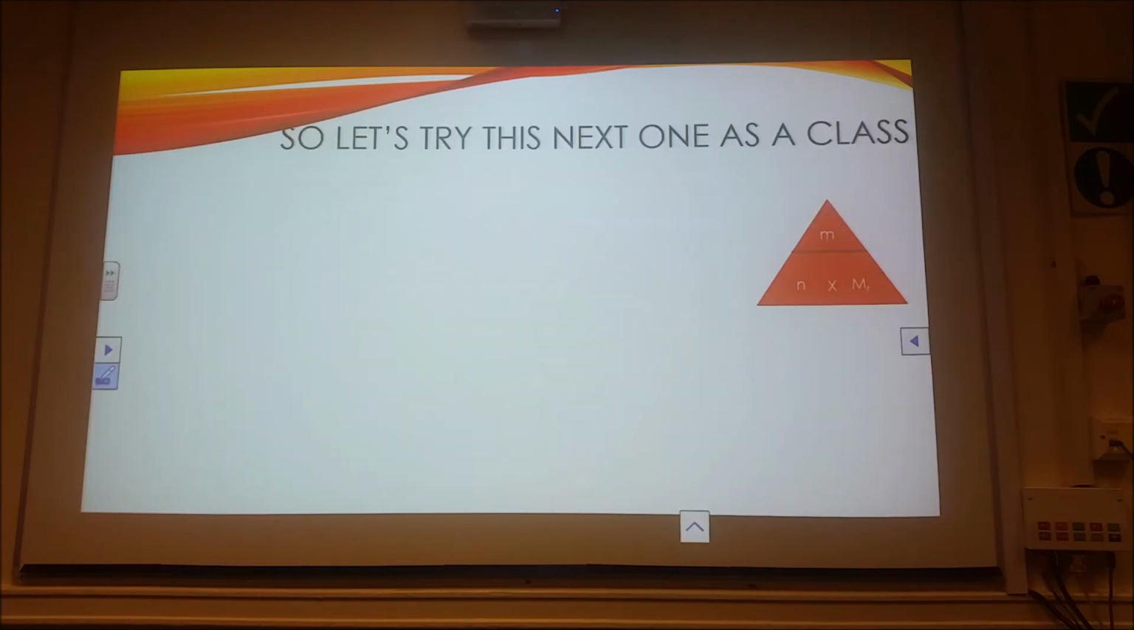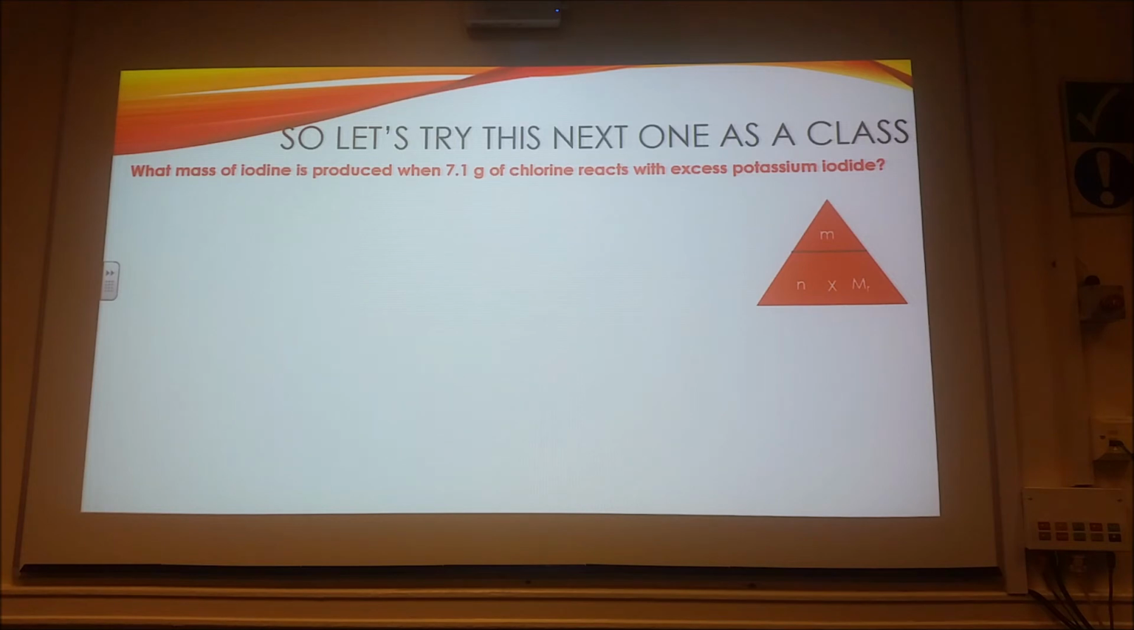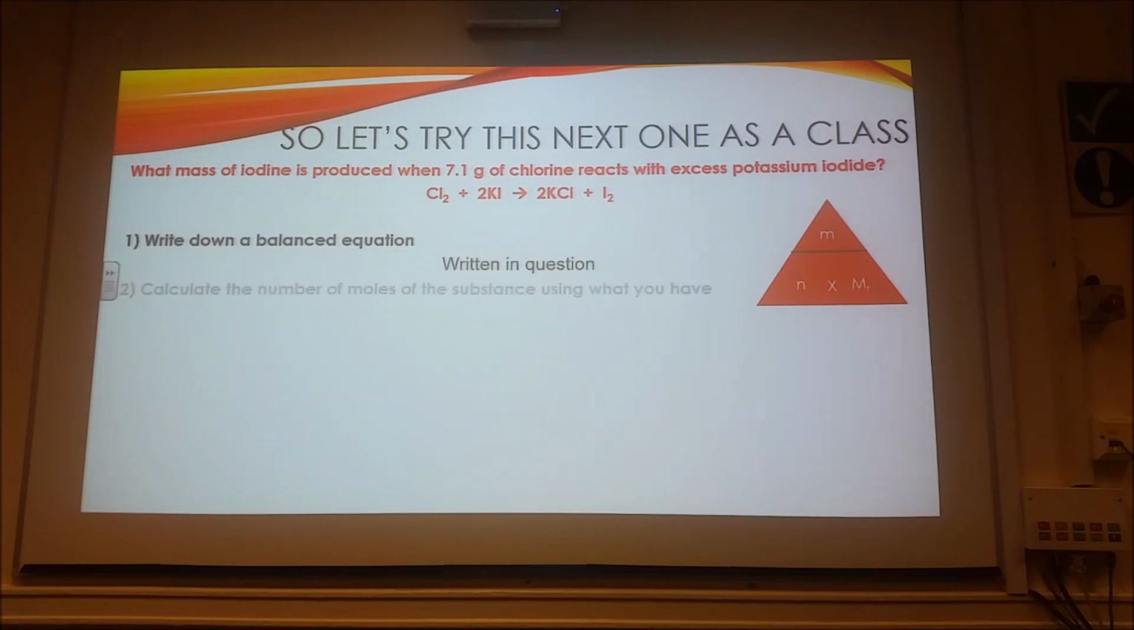Let's try one together. So here's our formula triangle. What mass of iodine is produced when 7.1 grams of chlorine reacts with excess potassium iodide? So, the first step you should do, of course, is write your balanced equation. So there is our balanced equation, which in this case is written in the question.